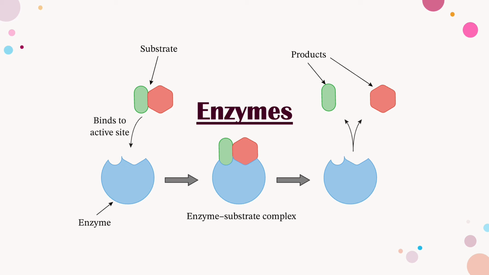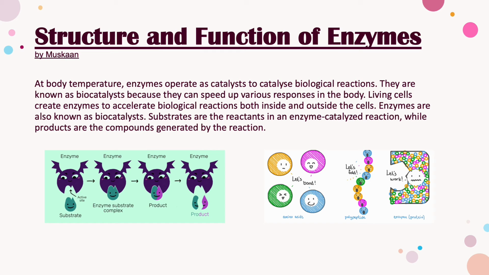We will now discuss all things enzymes, including structure, function, external factors that affect enzyme activity, and some theories regarding enzyme and substrate activity. Structure and function of enzymes. At body temperature, enzymes operate as catalysts to catalyze biological reactions. They are known as biocatalysts because they can speed up various responses in the body. Living cells create enzymes to accelerate biological reactions both inside and outside the cells. Enzymes are also known as biocatalysts.